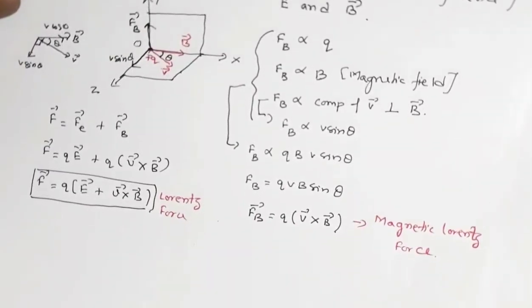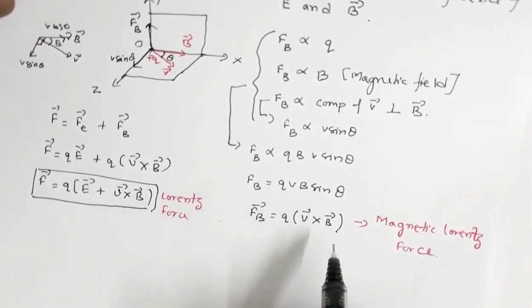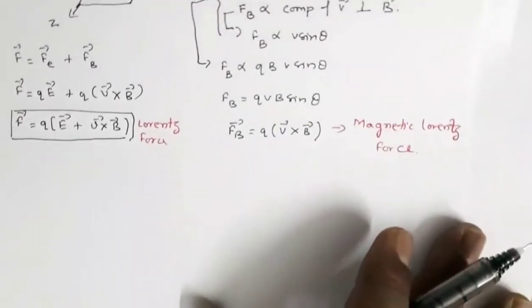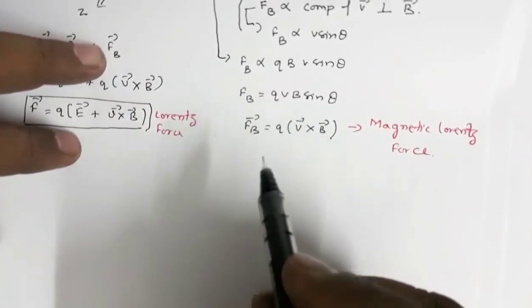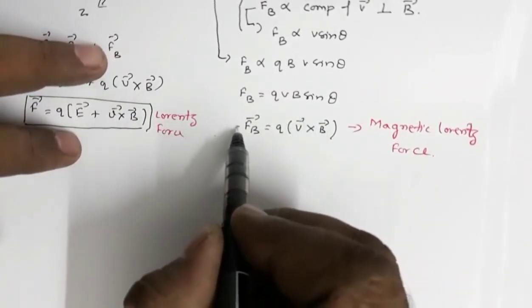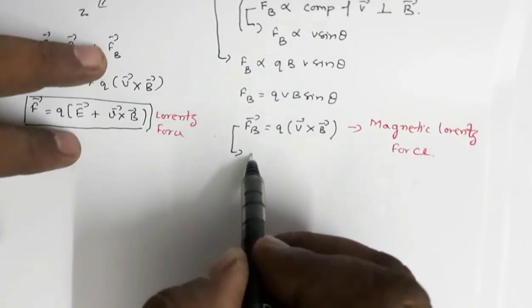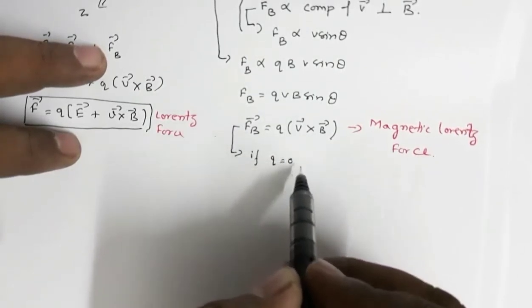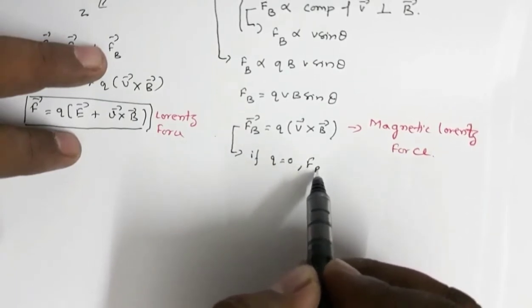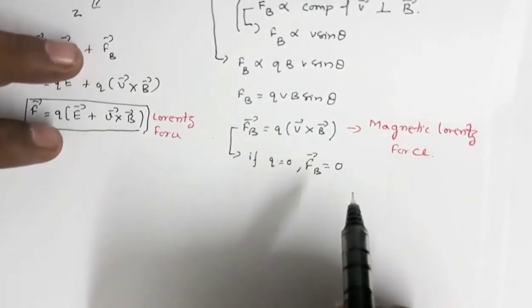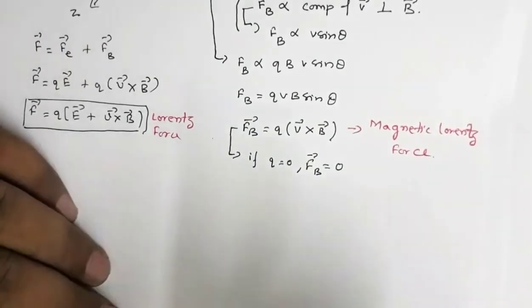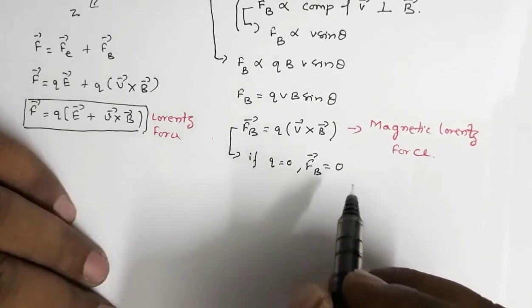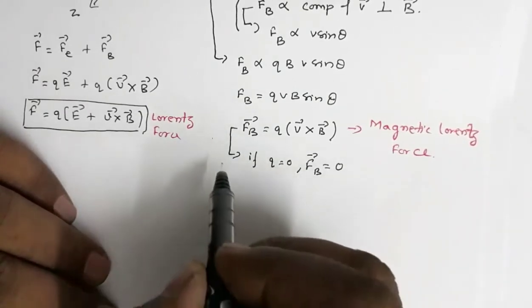So since we have obtained the equation for this magnetic Lorentz force, let's see a bit more about this expression in a bit more detail. First thing is, if q is equal to 0, magnetic Lorentz force will be 0. That means an uncharged particle moving in a magnetic field will not experience any force.